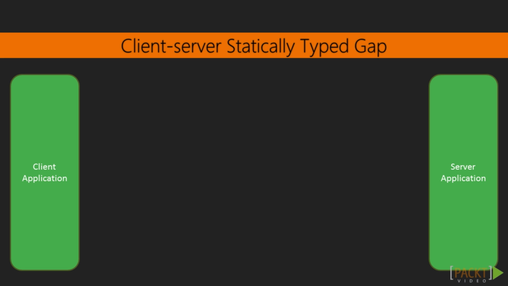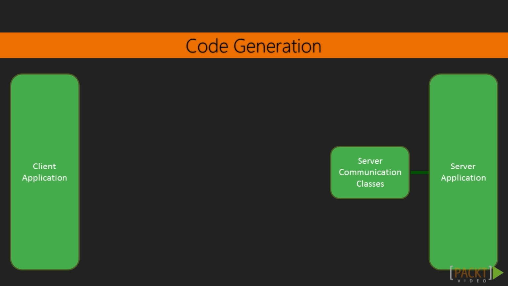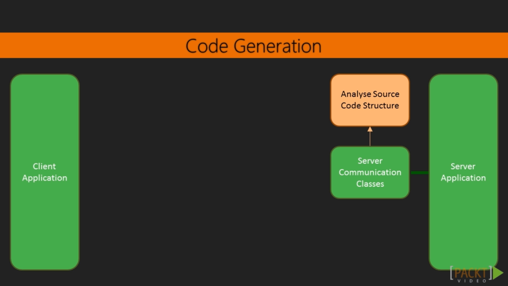As in our last video, we have a client and server application, and we'll want to create a tighter link between these two. In this case, we'll start by writing our server communication classes. These will handle any client requests that come to the server. Next, in a build task, we'll use the TypeScript compiler API to analyze the structure of our actual TypeScript source code. The TypeScript compiler API can be extremely useful in situations like this.